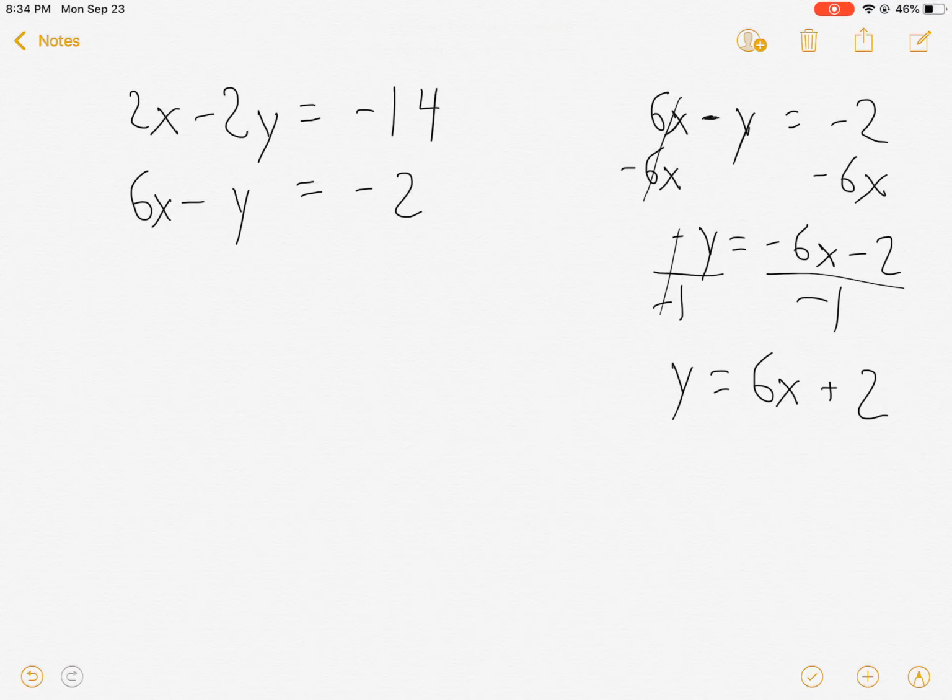So we were able to isolate the y there. We were able to get the y by itself. That was the goal for our first part of this problem. Now we have to do the actual substitution part for the reason why it's called substitution method.